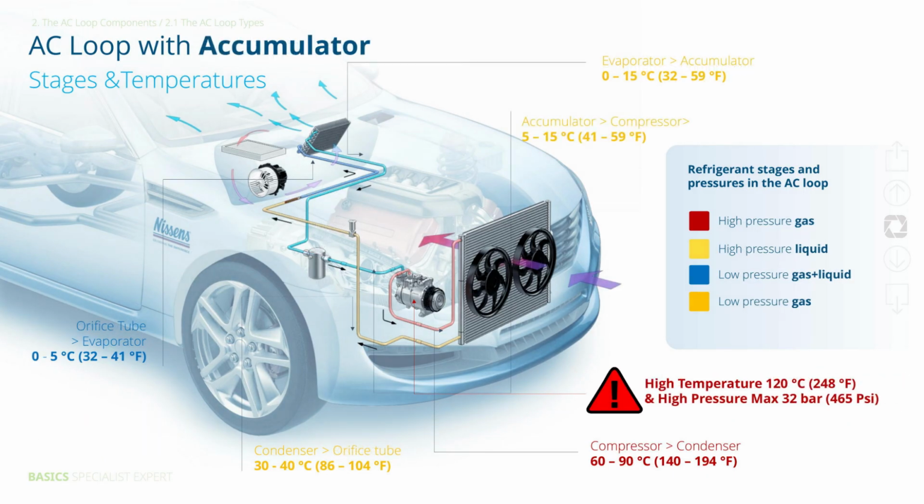In an accumulator AC loop, the refrigerant cools in the evaporator, gathers in the accumulator, then heads to the compressor. After heating in the condenser, it passes through the orifice tube, drops in pressure, and starts the cooling cycle again.